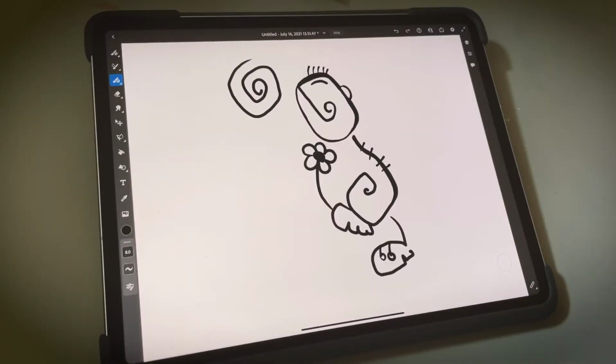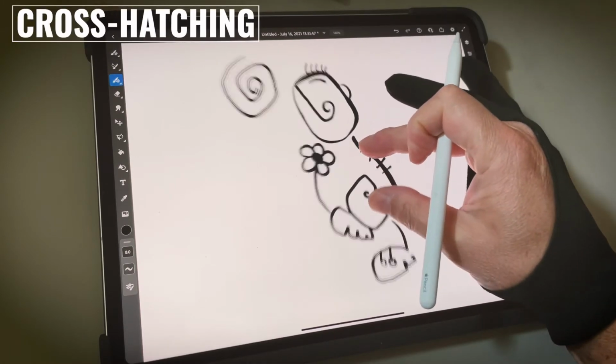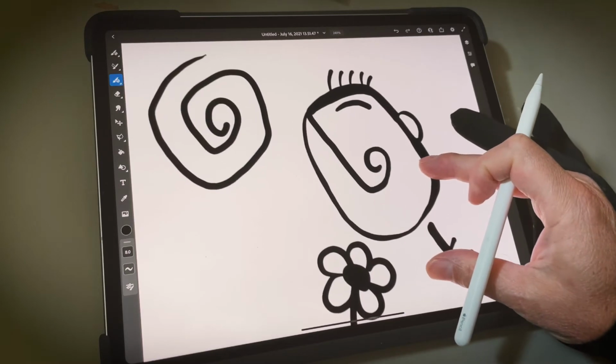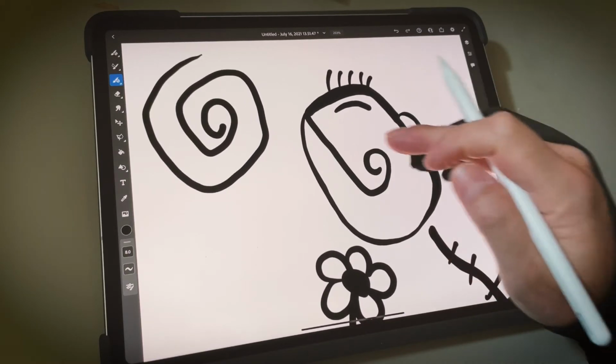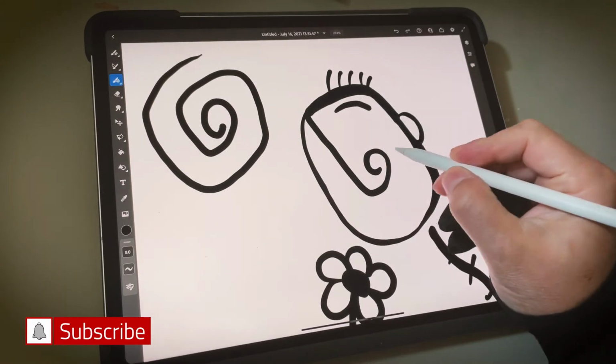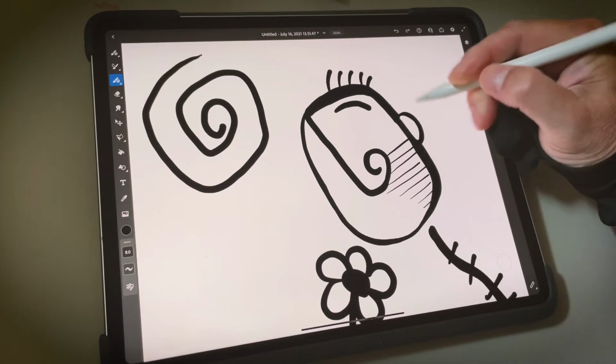The other elements you can add to your line drawing are hatching and cross-hatching. This technique allows you to add some shadows and depth to the drawing. For example, if the light source comes from the sun here, then this part of the drawing would have a bit of a shadow.